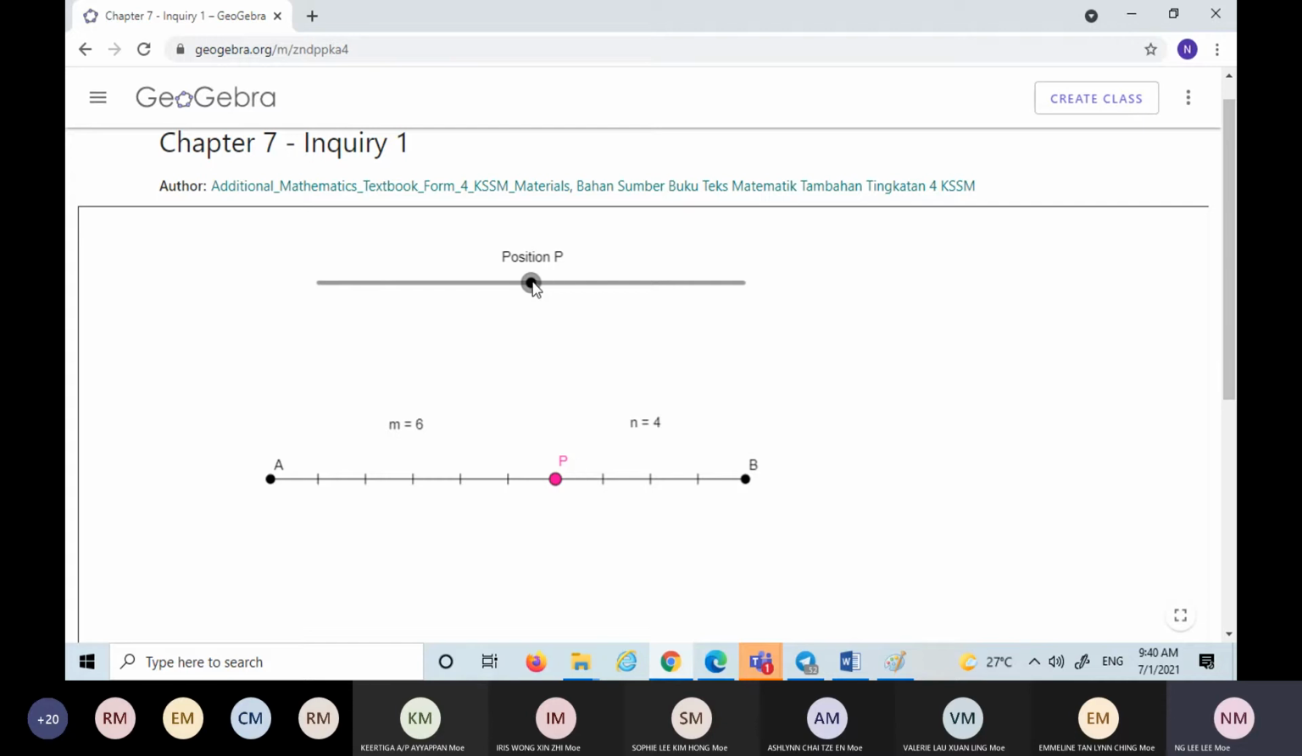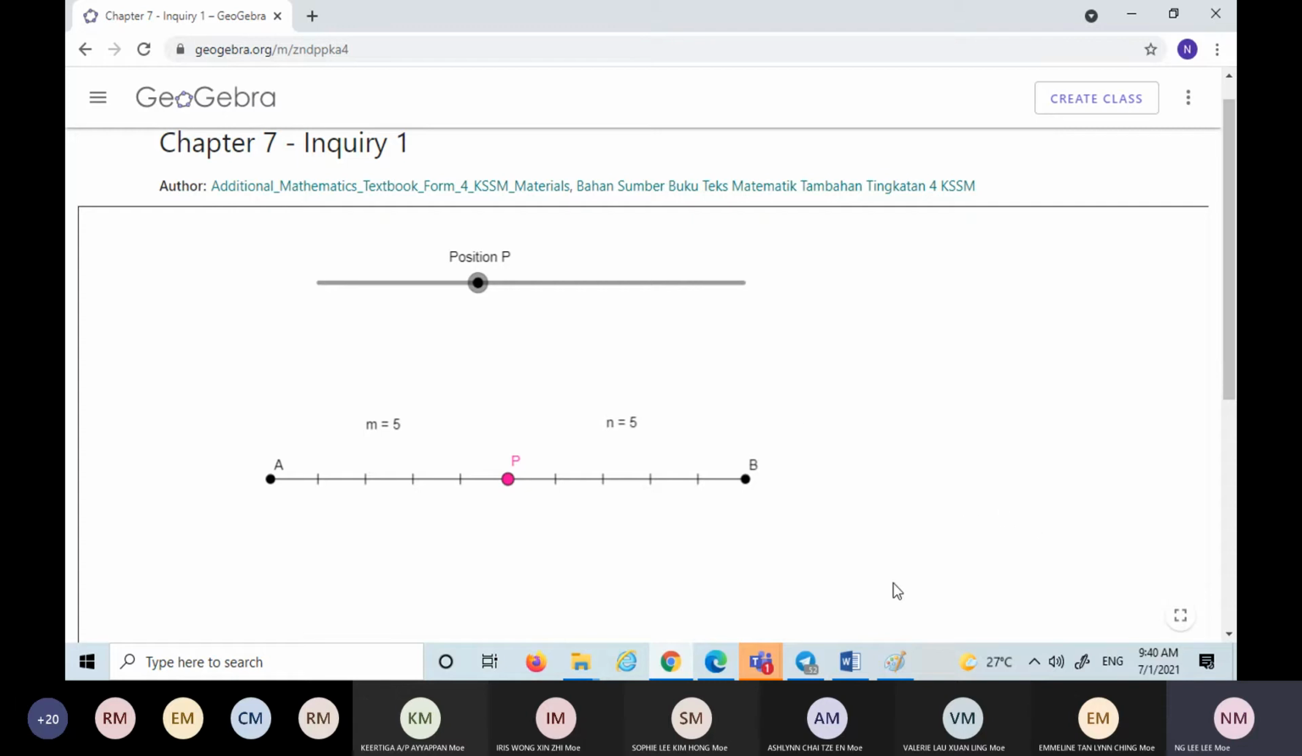So if I move P a bit here, when the ratio m and n are the same, which is 5 and 5, then this P will be the midpoint of the line segment AB. This one I think is quite simple.